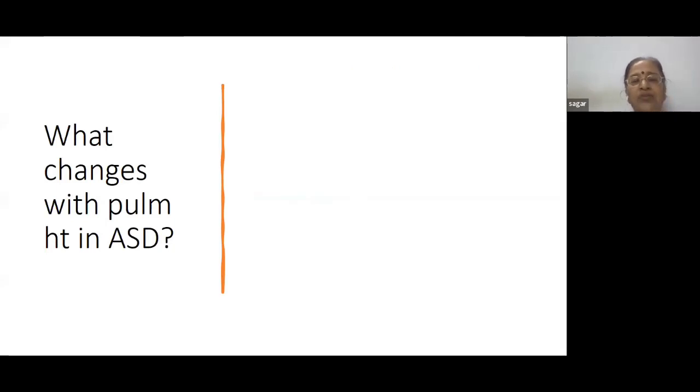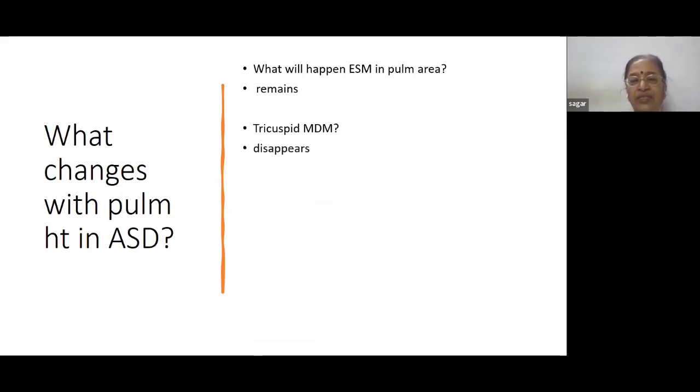Now, what changes will you get with pulmonary hypertension in an ASD? What will happen to the ESM in the pulmonary area? As I ask you, please keep answering, and then I'll give you the answer. What happens to the ESM in the pulmonary area? It remains. What happens to the tricuspid MDM? The tricuspid MDM, what happens to it with pulmonary artery hypertension?